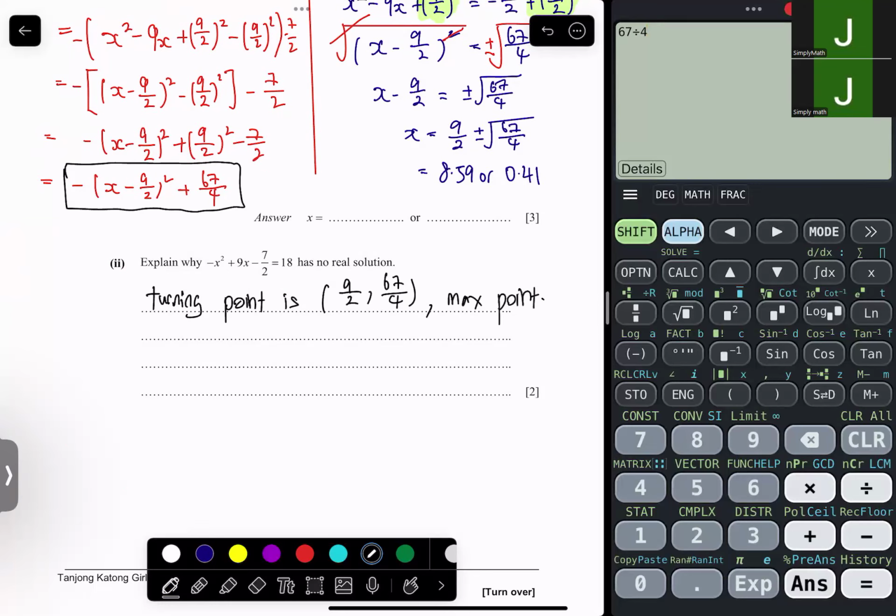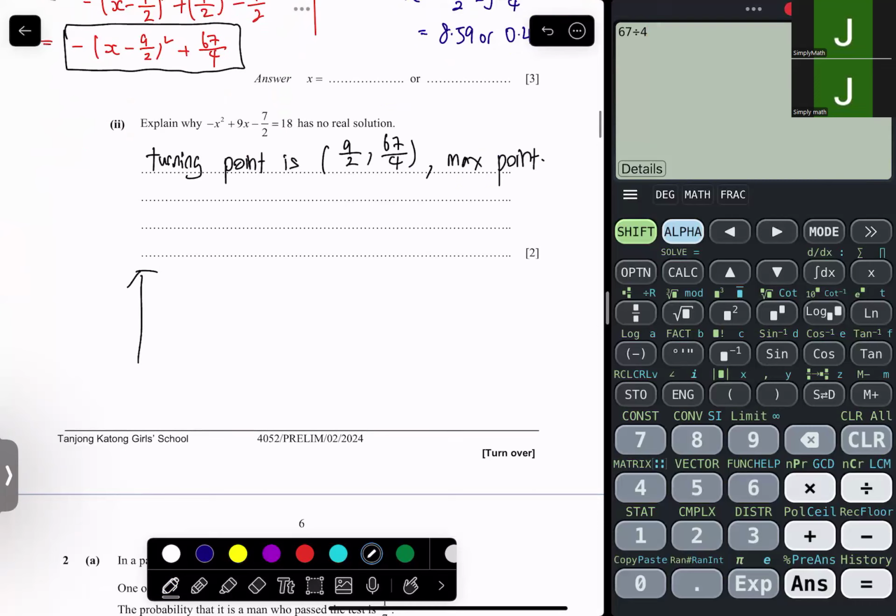So that means that this is a quadratic graph that looks like this. At 9 over 2, it has a turning point, a maximum point. Not drawn to scale. Let's say this is 67 over 4, which is 16.75. Now we know that the graph turns like this, reaches this maximum point, and then turns downwards again.